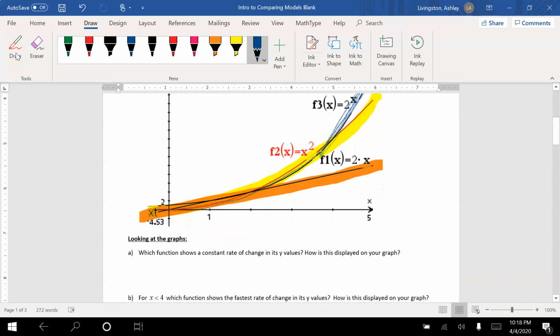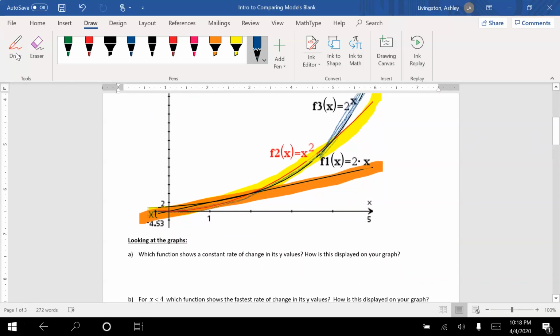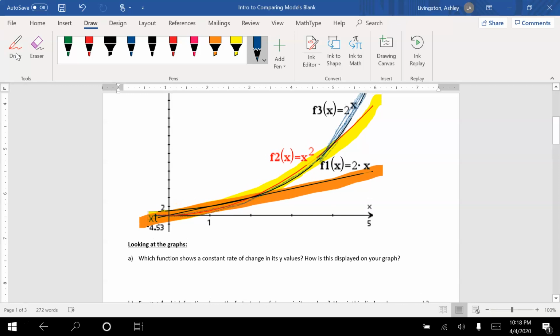Which function shows a constant rate of change in its y values? Okay, which one do you think? Well, the constant rate of y values was the one that had that slope. So that was y equaling 2x, which is our linear function. And that was our straight line there.